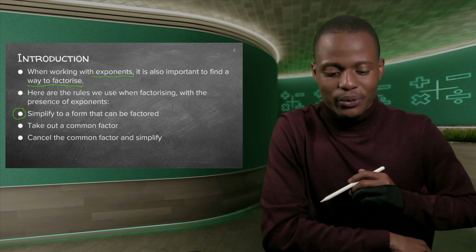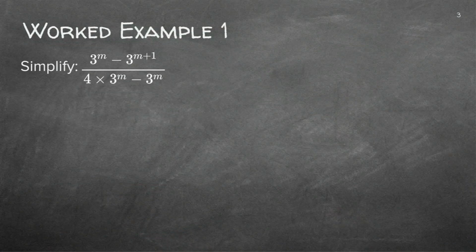Okay, so first example, let's look at what we have. It says simplify 3 to the power of m minus 3 to the power of m plus 1, divided by 4 times 3 to the power of m minus 3 to the power of m. So guys, let's follow our rules and see if we'll be able to easily factorize and simplify this whole expression.